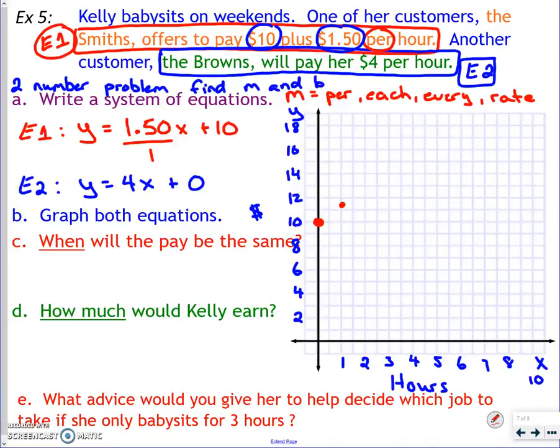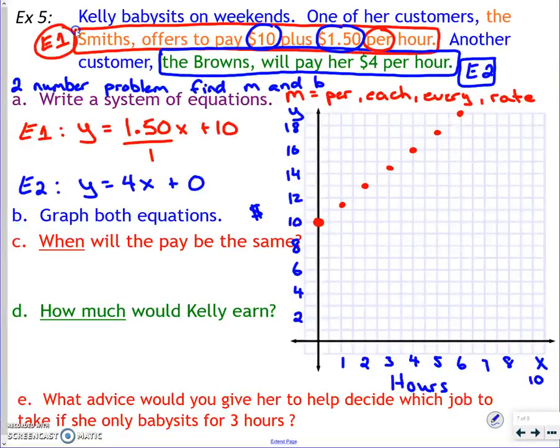And then I'd go up another $1.50, and I'd go to the right 1. Then I'd go up another $1.50, and then to the right 1. Up another $1.50 to the right 1, and another $1.50 to the right 1, and I could go up another $1.50 to the right 1. Hopefully, we do not go past 6 hours of babysitting. If we do, I'm going to have to unfortunately fix my graph.